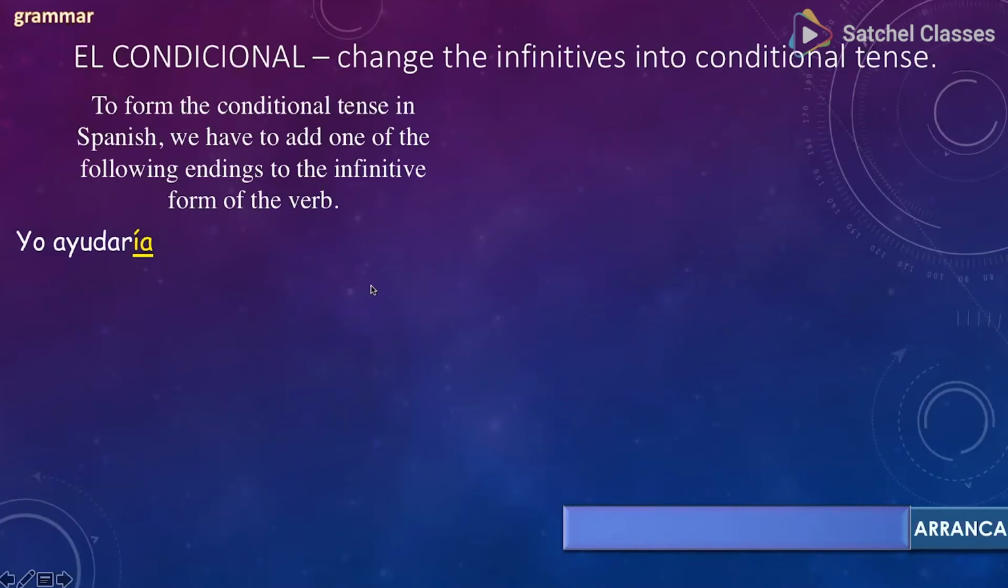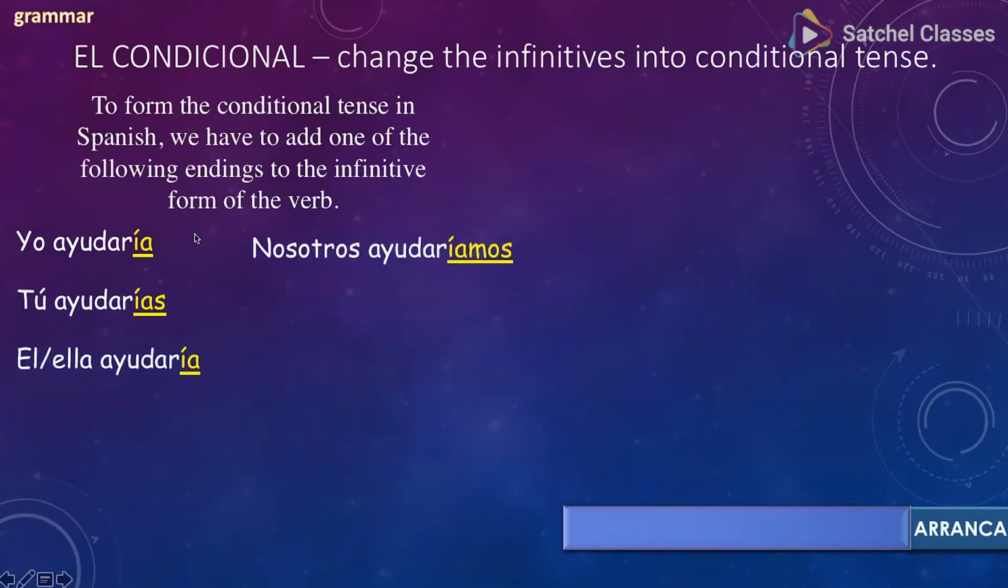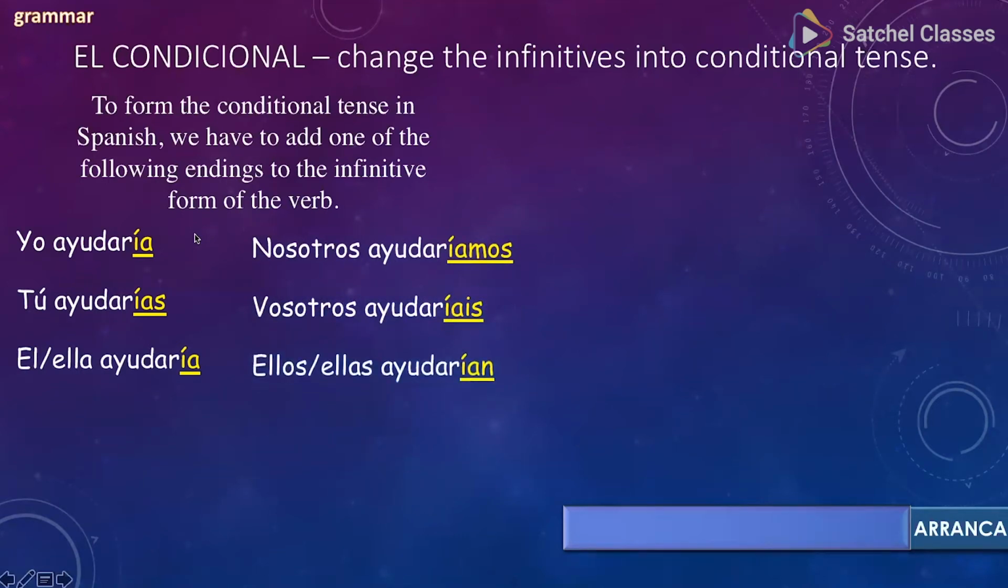So, if I want to say I would help, all I need to do is add ía at the end and check that tilde. That means that you are going to extend that sound a little bit. Yo ayudaría. Tú ayudarías. Él, ella ayudaría. Nosotros ayudaríamos. Vosotros ayudaríais. Ellos ayudarían. So this is how we form the conditional tense in Spanish.